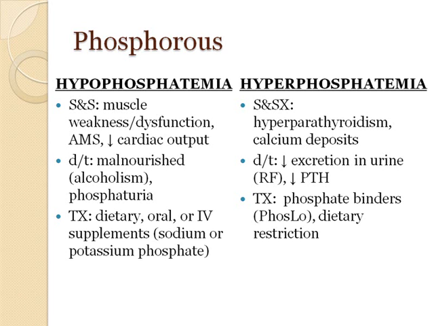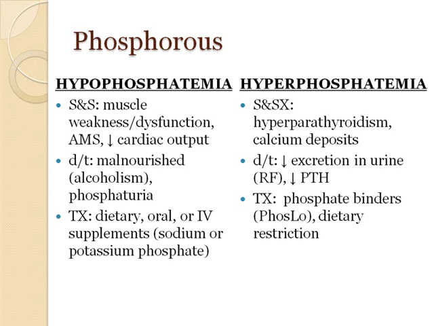With hypophosphatemia, signs and symptoms may include muscle weakness, muscle dysfunction, altered mental status, and a decreased cardiac output. Most of the time when we see low phosphorus levels, it's due to malnourishment or alcoholism. Same thing with low mag levels. When magnesium is low, it very well may be related to malnourishment or alcoholism.